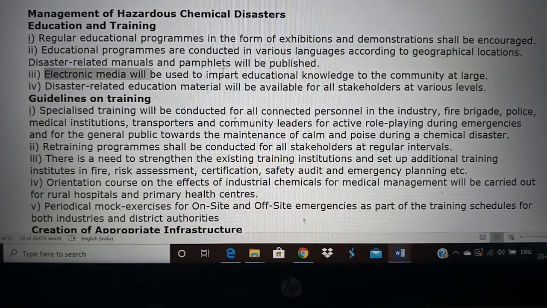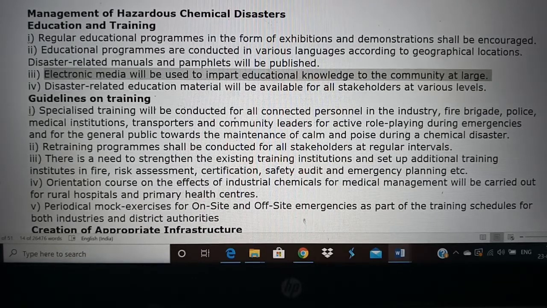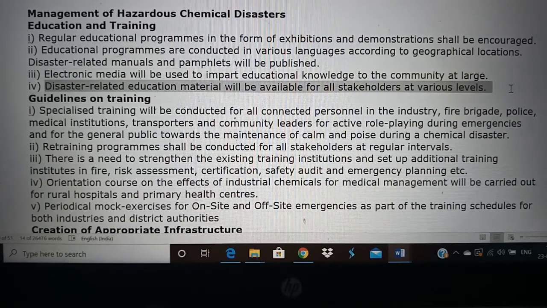Then using electronic media. You see on TV that they regularly advertise, saying take care for corona, take care of not smoking. All these are through the electronic media. In the same way, regarding chemical hazards, we can use electronic media to educate people. Then disaster-related education material can be provided, so that information on what to do when there is a disaster can be passed on to all the people.